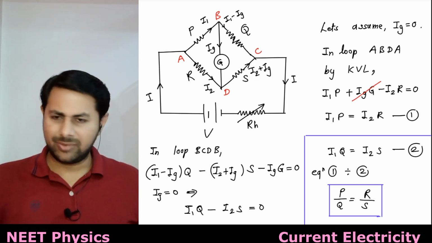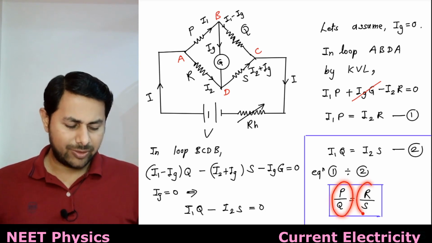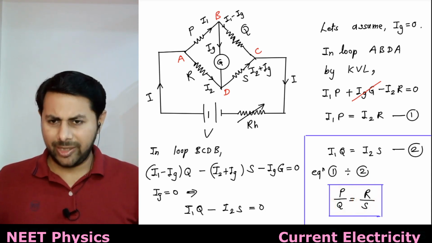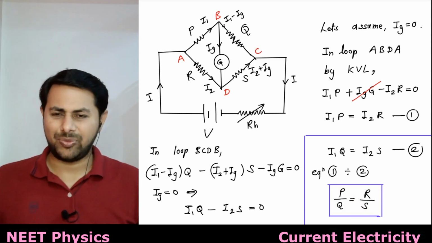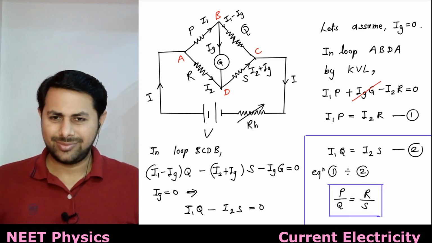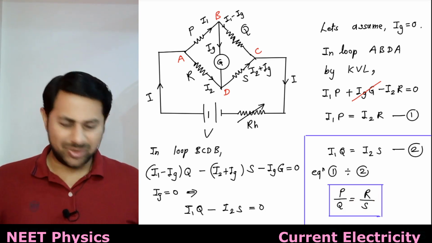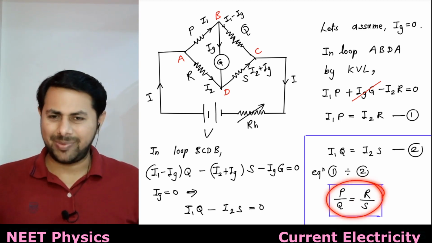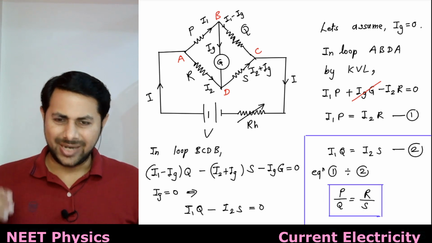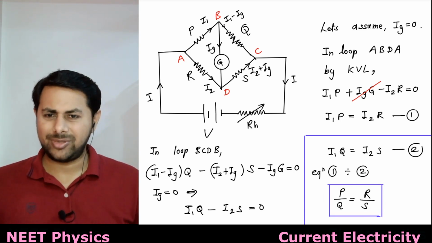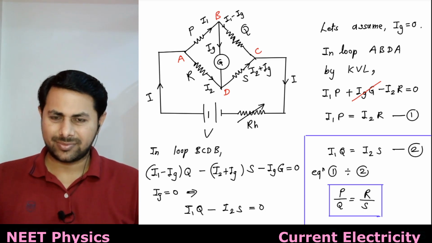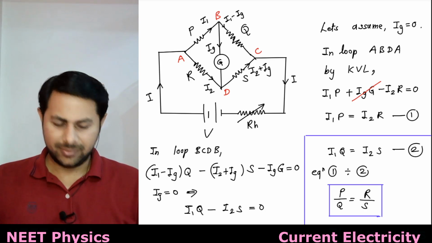So if Ig is equal to 0, you get P by Q is equal to R by S. And what does that mean? It means that if P by Q is equal to R by S, then Ig would be equal to 0. Right? If Ig is equal to 0, you get this condition, and if P by Q is equal to R by S, Ig would be equal to 0. Okay, good.